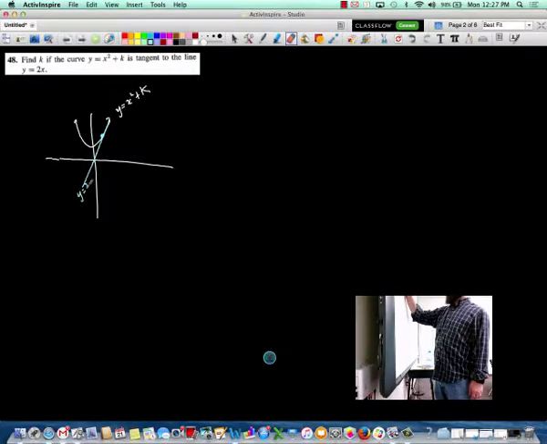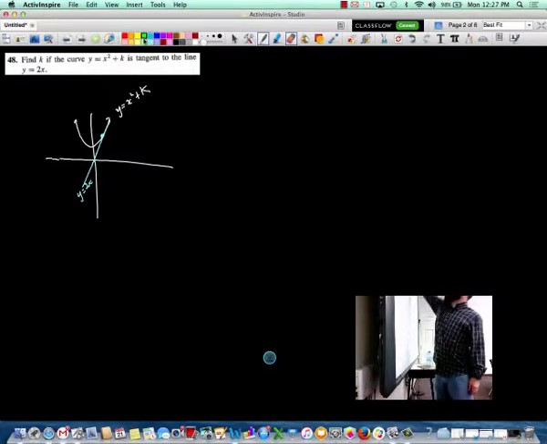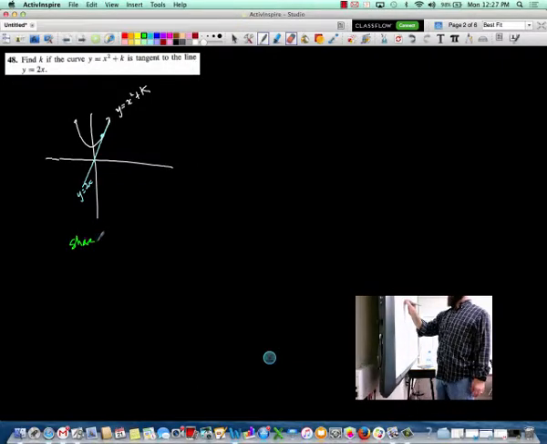X squared plus k. And then y equals 2x would be a line passing through the origin with a slope of 2, right? Now, when a line is tangent to a graph, it's important to understand that the line and the graph have two shared pieces of information at the point of tangency. Number one, they share a y value because they each pass through the point of tangency. And number two, they share a slope at that point. So the slope of the line will be the slope of the curve at that point. So if I use the fact that they share a slope, the slope of the line y equals 2x is 2.